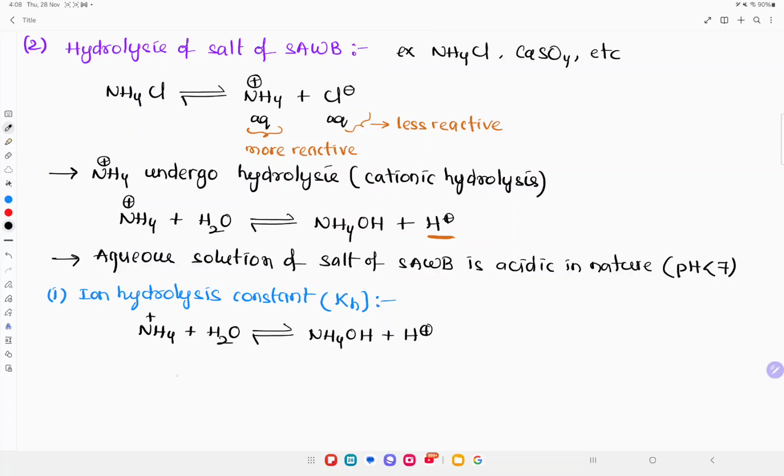So hydrolysis constant Kh is equal to the product of molar concentrations of products. Ammonium hydroxide aqueous, H plus ion aqueous, water is a pure liquid. So what is the equilibrium constant? Molar concentration of NH4OH into molar concentration of H plus by molar concentration of ammonium ion. Molar concentration of pure liquids is equal to unity. Okay.